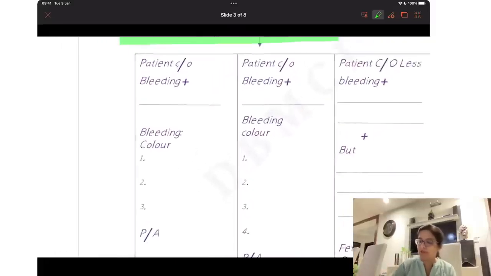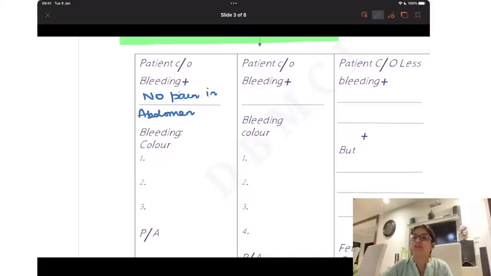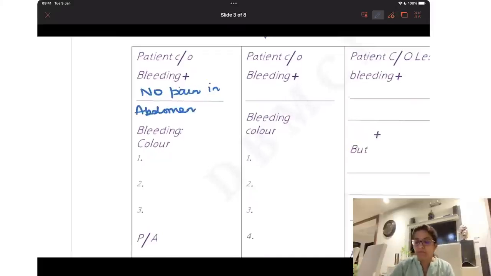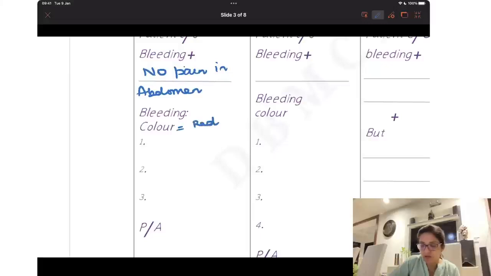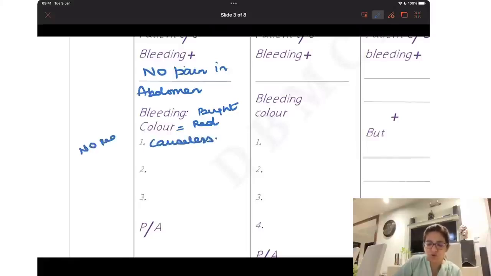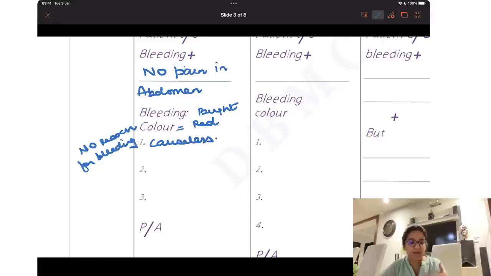So if the patient is coming to you with bleeding and there is no pain in abdomen, and if the color of bleeding is given, it will be bright red in color. And this bleeding will be causeless, meaning there is no reason for the bleeding. Most of the times the patient is going to say that she was sleeping when she started having bleeding.